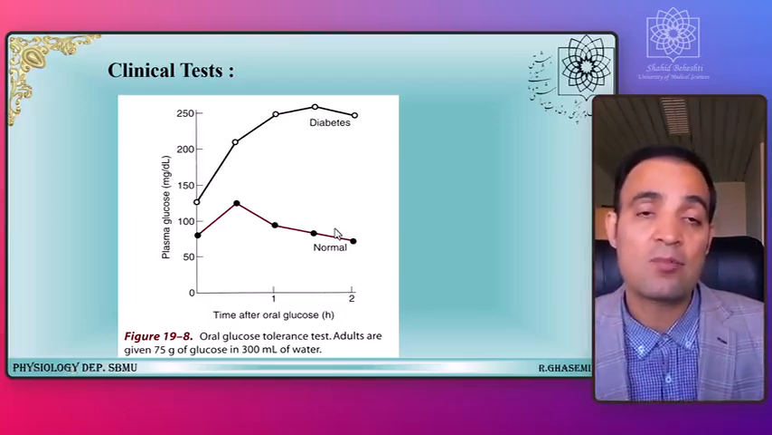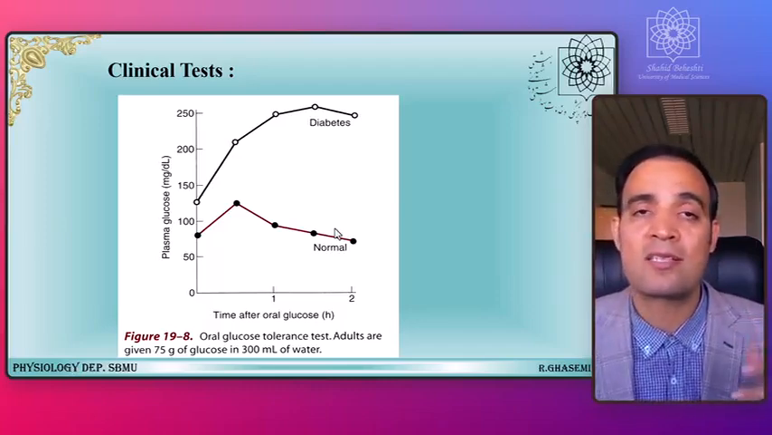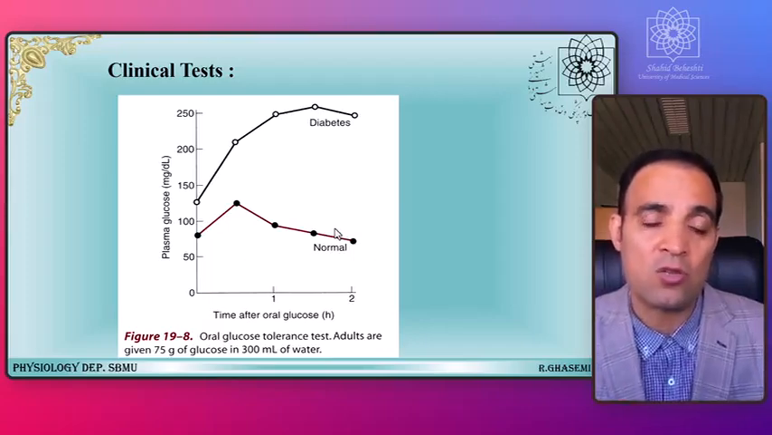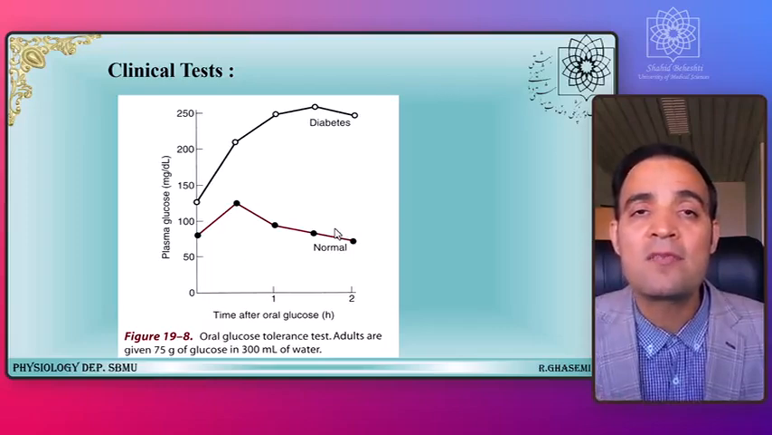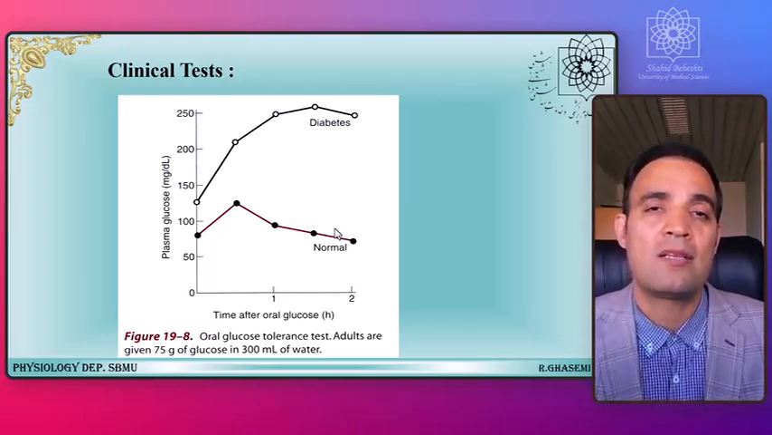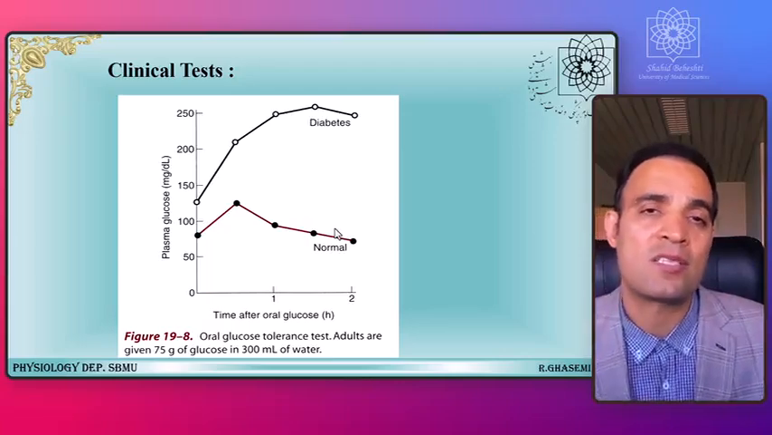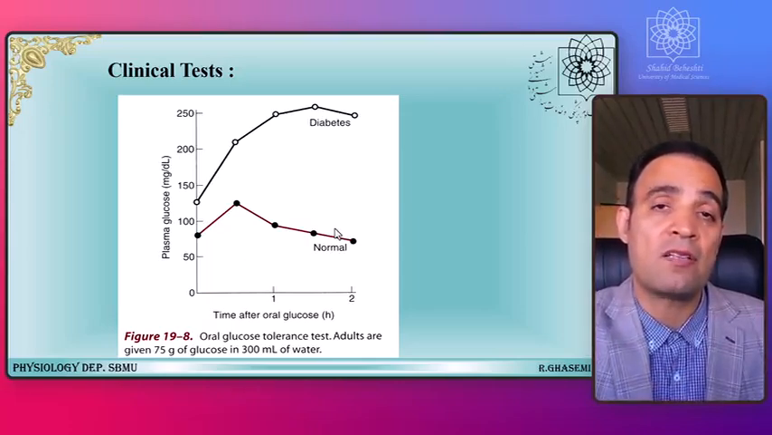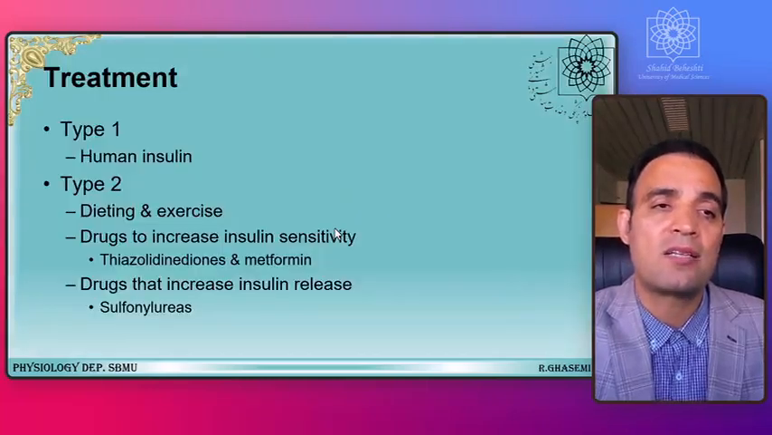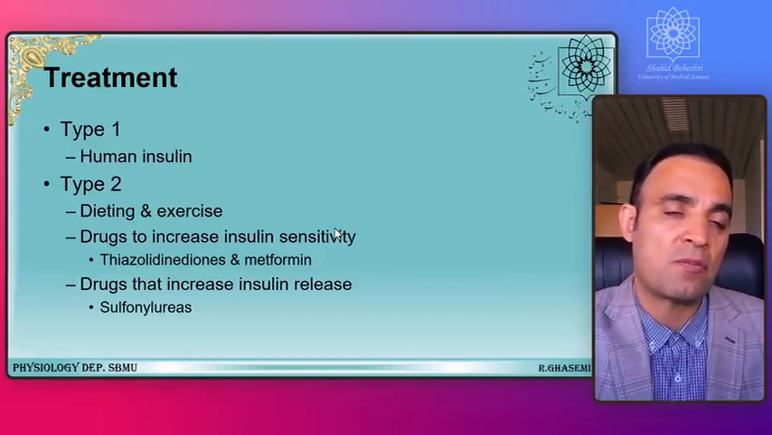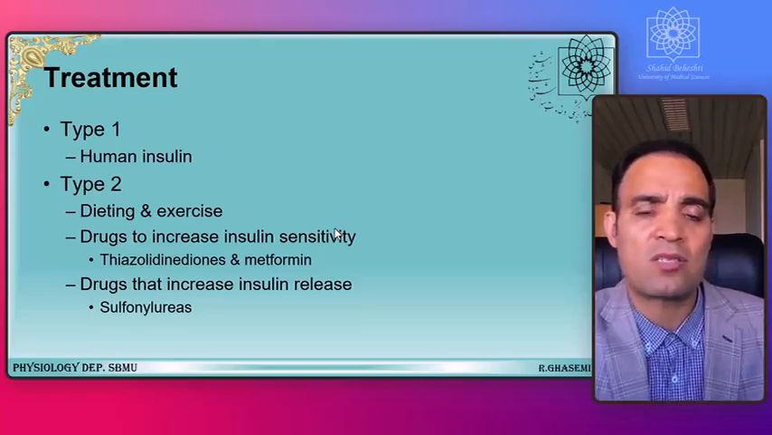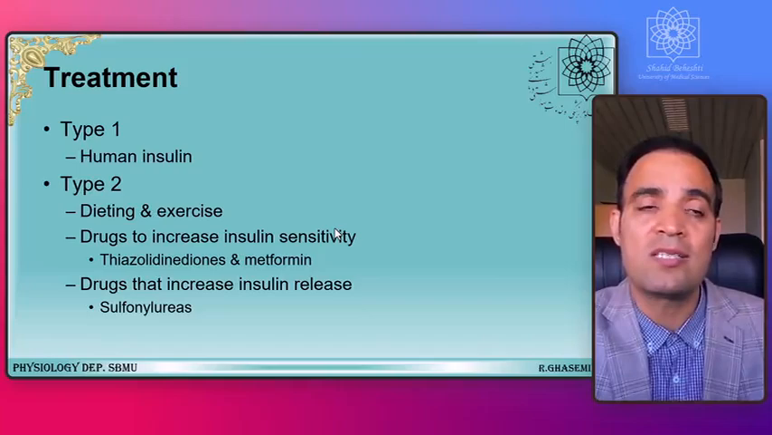But in a diabetic patient, you can see that the glucose concentration will increase and reach very high levels. When we measure glucose concentration and insulin concentration at the same time, sometimes we have a person with a normal OGTT, but we see that the return of glucose to normal is causing a high level of insulin secretion, and this shows that we have a level of resistance against insulin. This slide also shows the treatment: for type 1 we inject insulin, and for type 2 dieting, exercise, drugs to increase sensitivity, and drugs to increase release will be used.